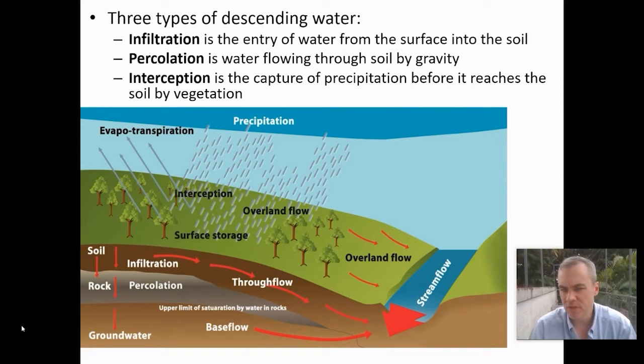Percolation. Think of coffee. When you put water into the coffee maker, what does it do? It drips down through the grinds. It makes its way through, right? And that's percolation. Okay, so percolation is the water flowing downward through gravity through the soil.